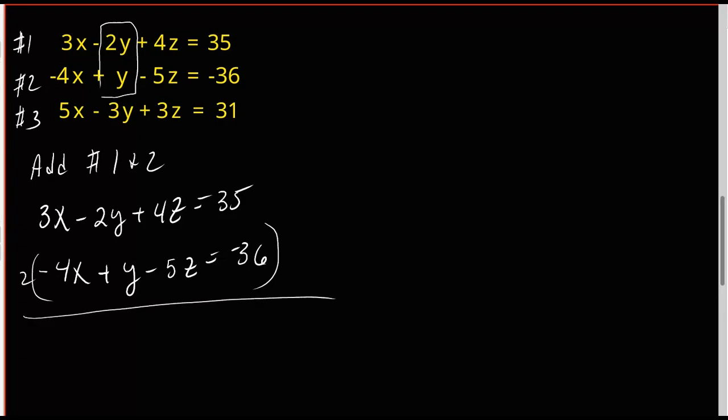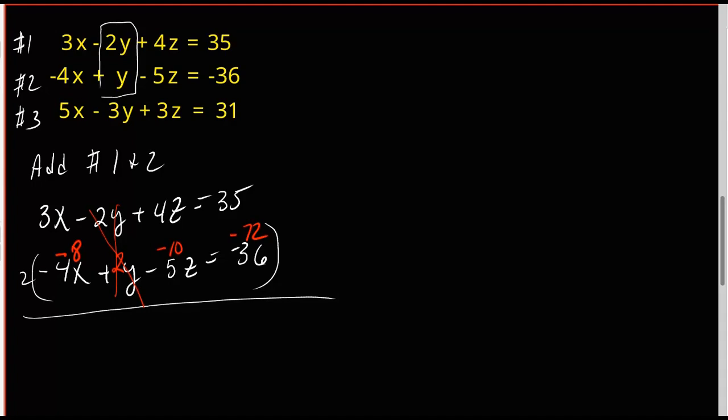So if I were to multiply it times a 2, so 2 times 4, that gives me a negative 8. 2 times y gives me 2y. 2 times negative 5 gives me a negative 10z. And 2 times negative 36 will give me negative 72. Okay, so now my y's are equal to 0.